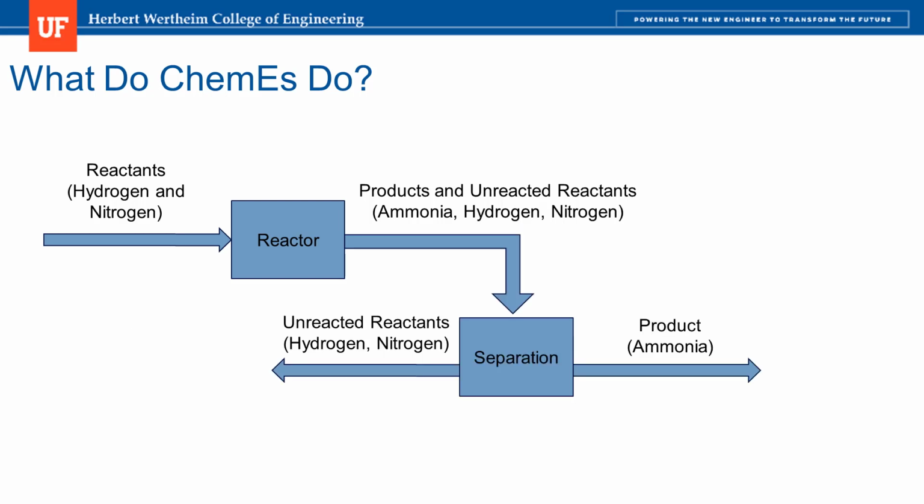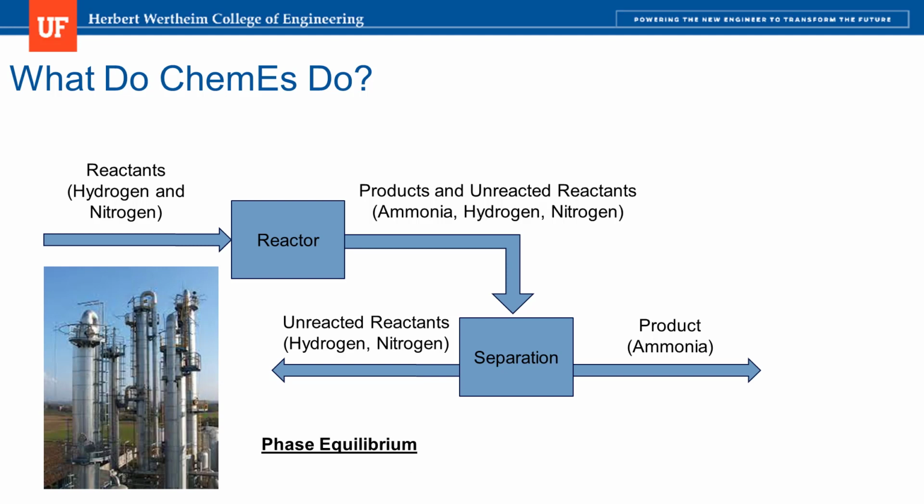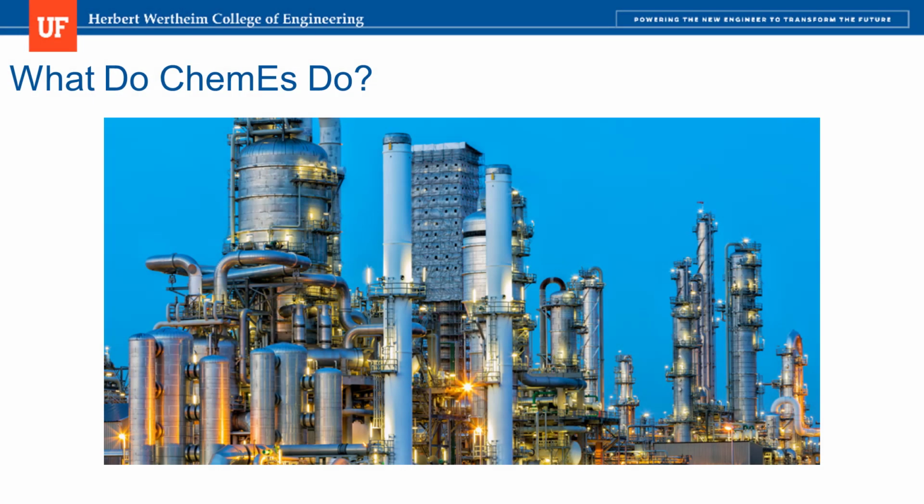To solve this problem, chemical engineers need to know how to perform separations of chemical mixtures. A commonly used technique is distillation, which occurs inside a distillation column, which you'll certainly notice if you've ever driven past a chemical plant. A distillation column exploits the phenomenon of phase equilibrium, which is another area in which chemical engineers have expertise. The result is a purified product stream containing only ammonia. The other stream is the unreacted reactants. Certainly, there are many other process units involved in the production of ammonia, and you can imagine that it becomes much more complicated. But hopefully that example gave you some context about the expertise of chemical engineers.